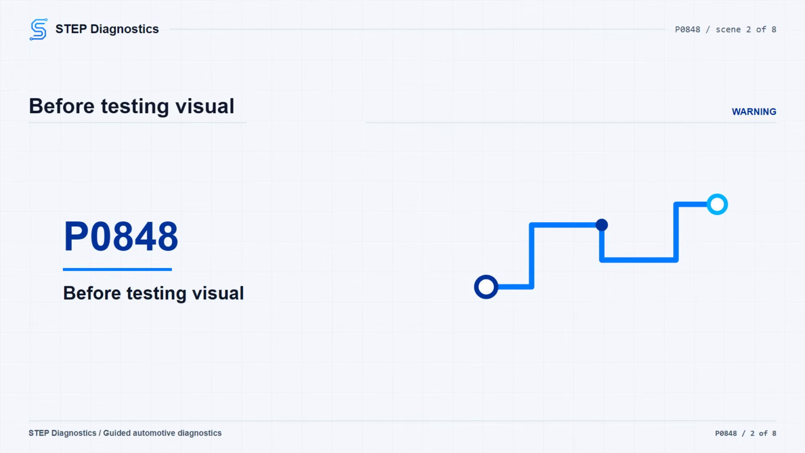Before clearing anything, capture the stored scan tool data and any onboard snapshot with the HDS. That gives you the conditions the car saw when the code set, and it keeps you from chasing a fault blind after the memory is cleared.